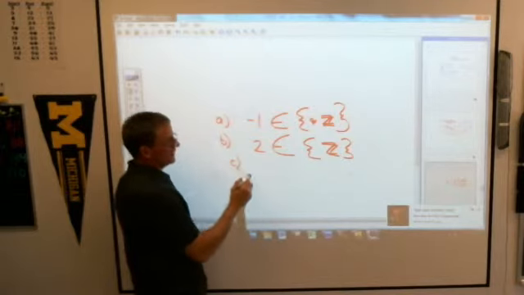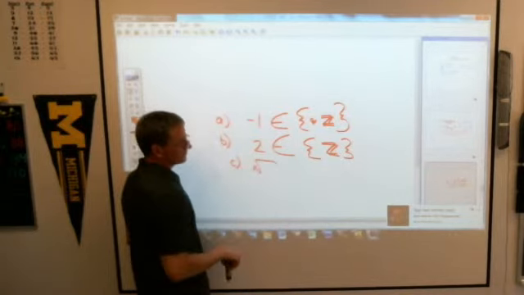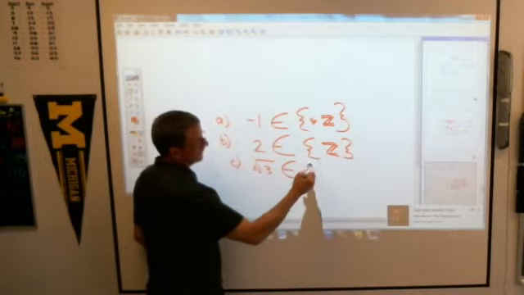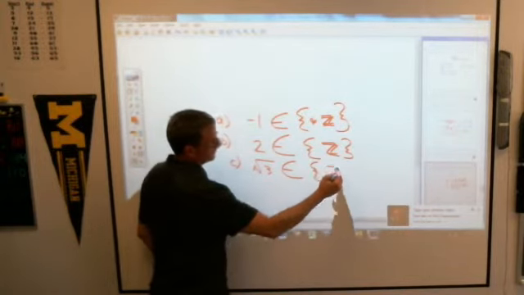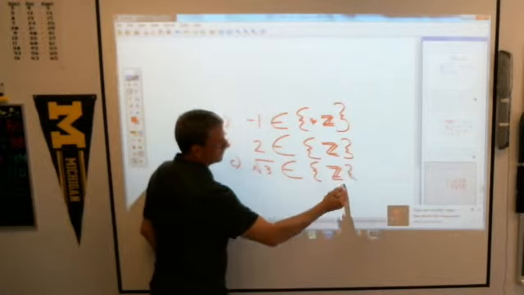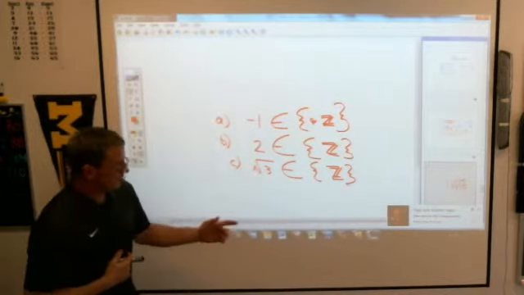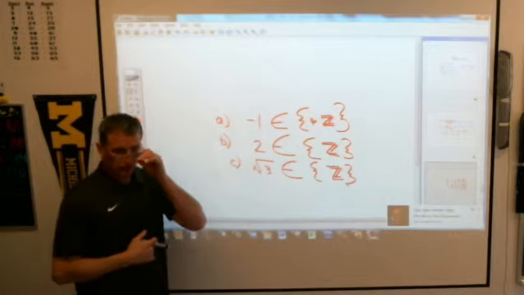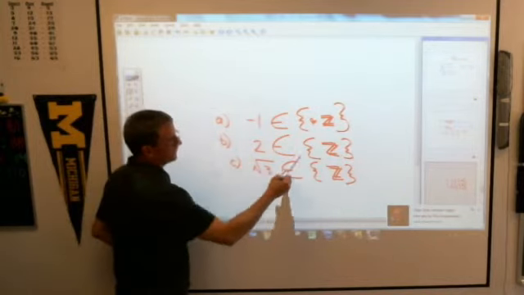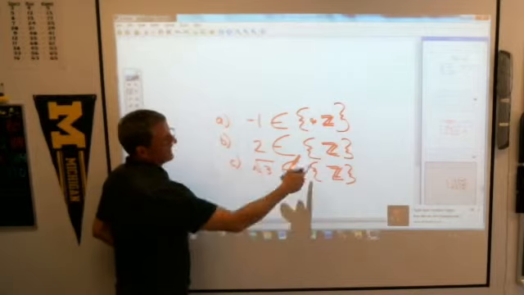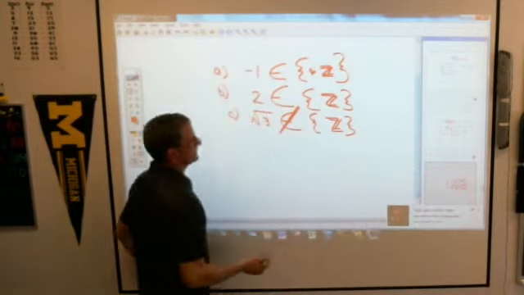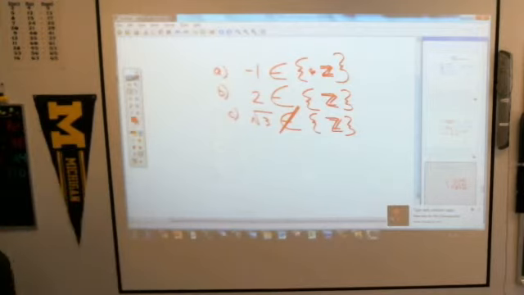Letter C says, is the square root of 3 an element of the set of integers? Yes or no? If you put the square root of 3 in your calculator, you are going to get some sort of decimal. So you put a slash mark because the square root of 3 is not an integer. It's not an element of the set. Isn't that exciting? Welcome to the world of math.